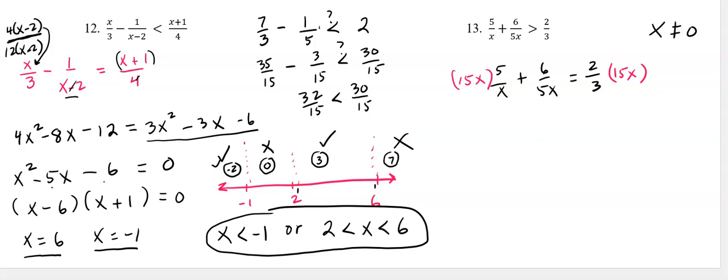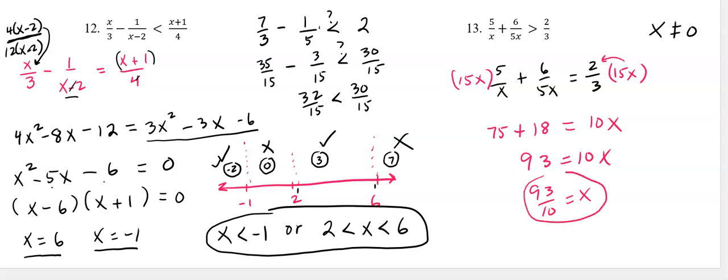So 5 times 15 is 75. 5x goes into 15x 3 times. 3 times 6 is 18. And then 3 goes into 15x 5x times, and 5x times 2 is 10x. So adding these together and then dividing by 10 gets the solution to the equation. And so now these numbers, this 93 tenths and this x, the x can't be 0, they're going to be the two numbers on our number line.